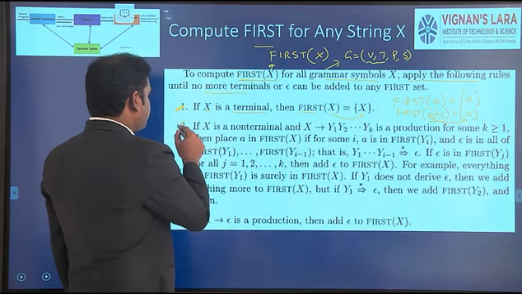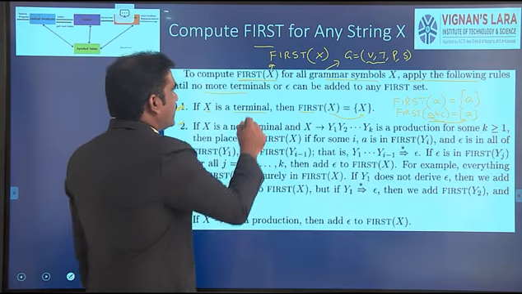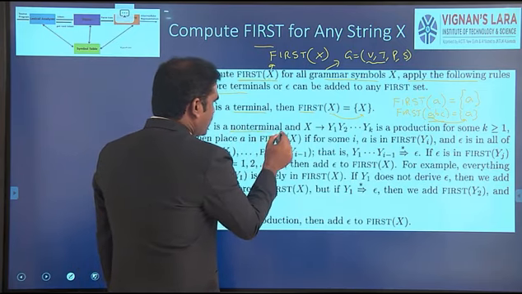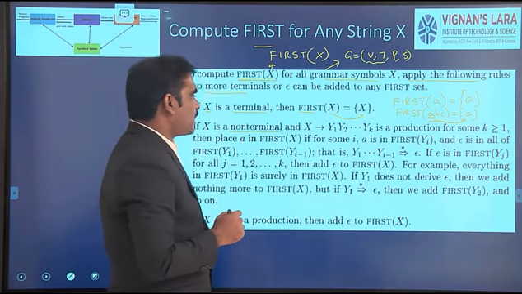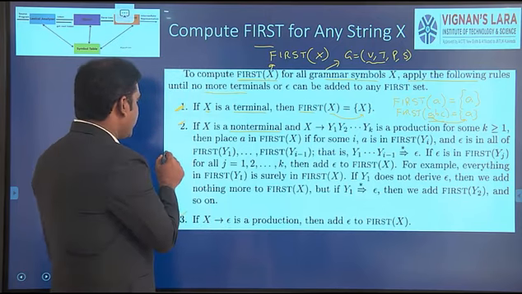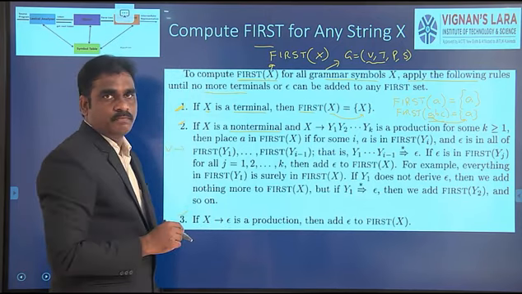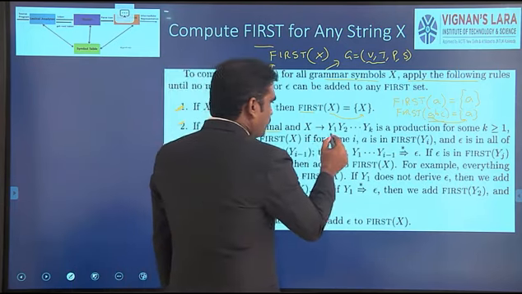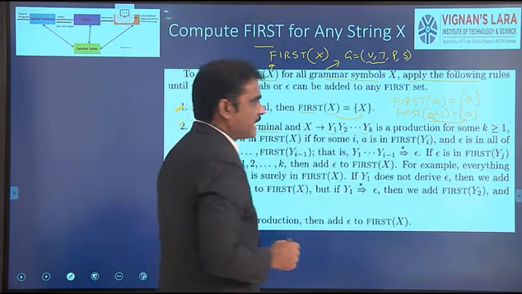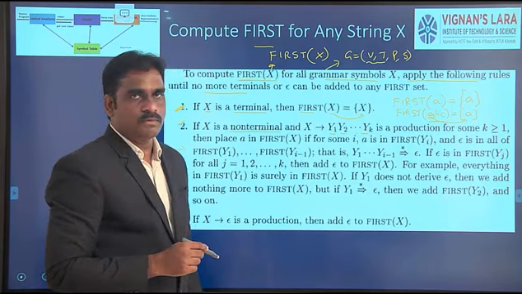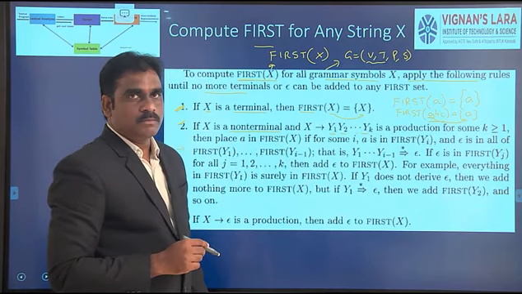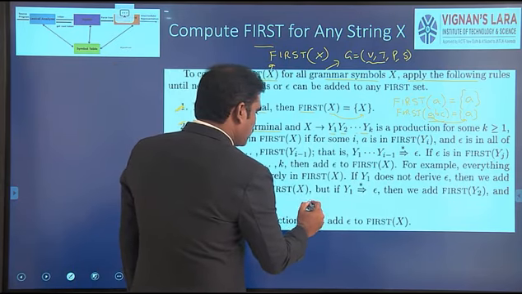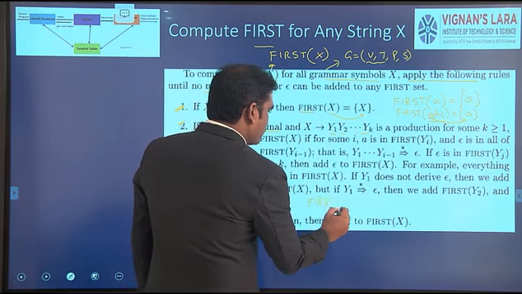And the second point: suppose x is a non-terminal symbol. Non-terminal symbol means, as all of you know, any variable derives some production. So x is a non-terminal symbol and x derives y1, y2, and so on up to yk. y1, y2, so on, yk is a production rule. Suppose in this case, find first of x.